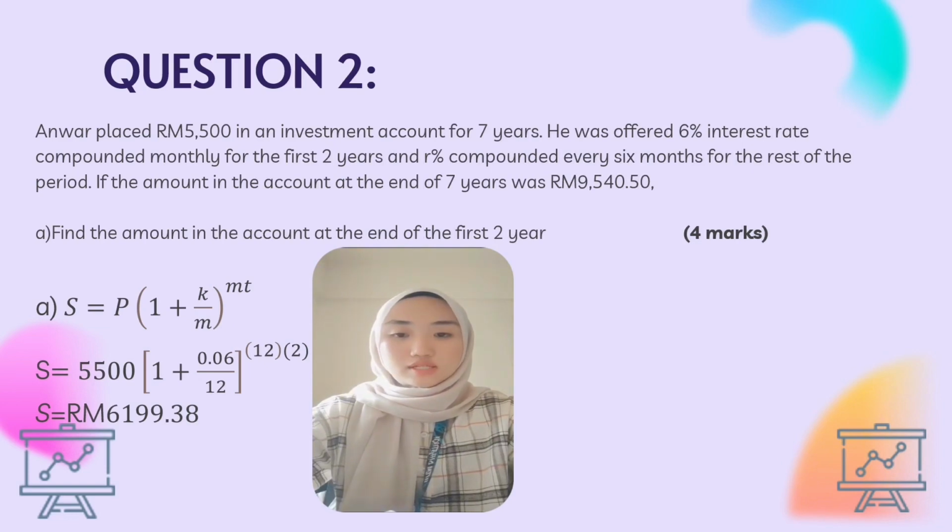For question A, they want us to find the amount for the first 2 years. So they want us to find the amount S. We use the compound interest formula. We key in S equals 5500 bracket 1 plus 0.06 divided by 12 bracket, power 12 times 2. So the amount we get is RM 6199.38.